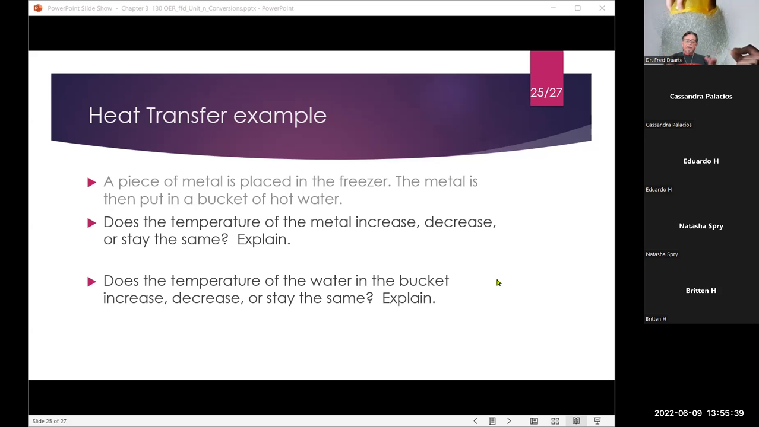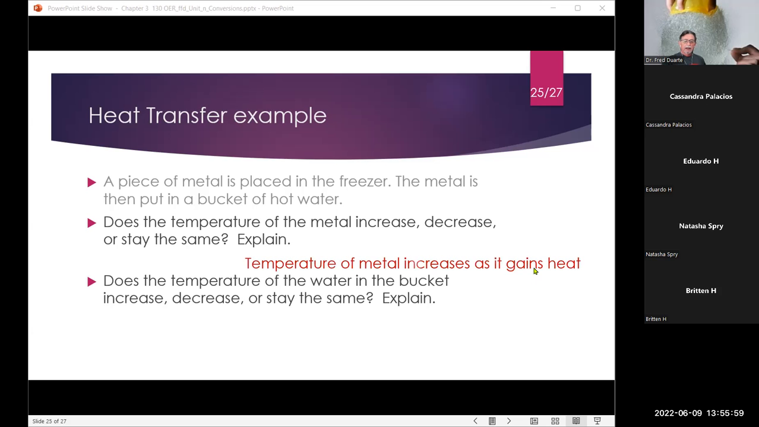So I got a bucket of hot water. I got a spoon, metal, in the freezer. Put it in hot water, what happens? It will increase, and that is correct, because again, we got a transfer of energy from the hot to the cold.